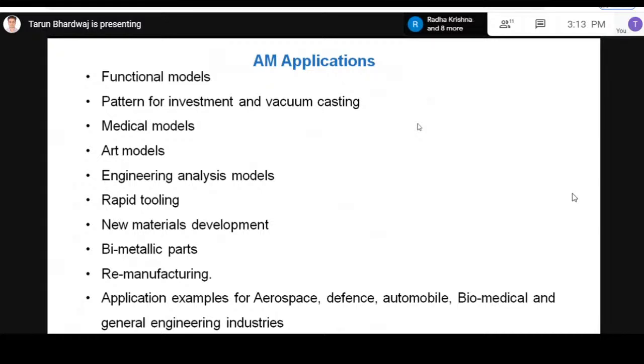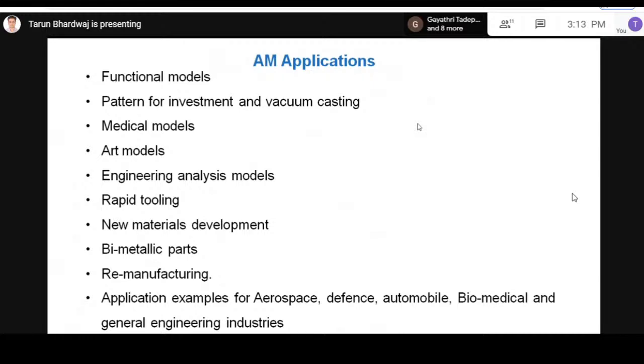It can be used for art models also, because if we have a 3D scan, we can convert that 3D scan into a CAD file or directly into an STL file, and that STL file will be directly used to manufacture the 3D model. And we have engineering analysis models. If you need to check the strength of a material, you make a model of it and then analyze it.